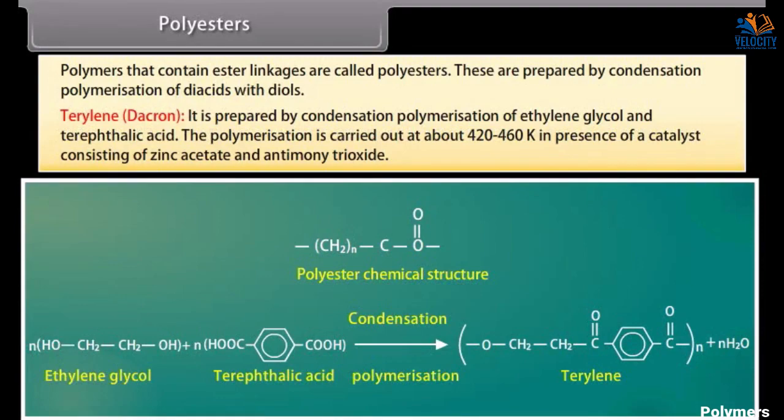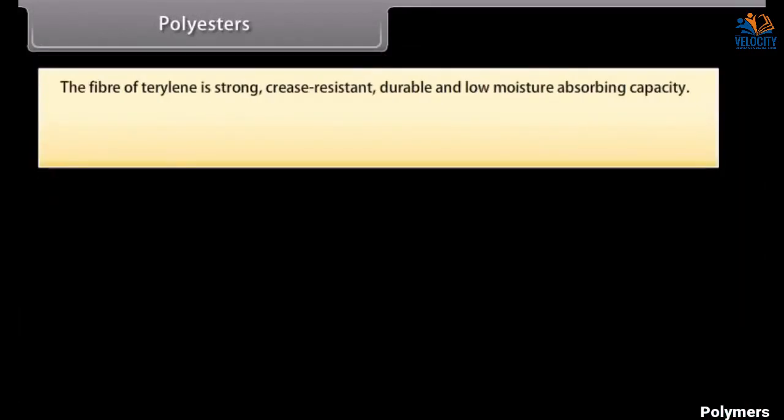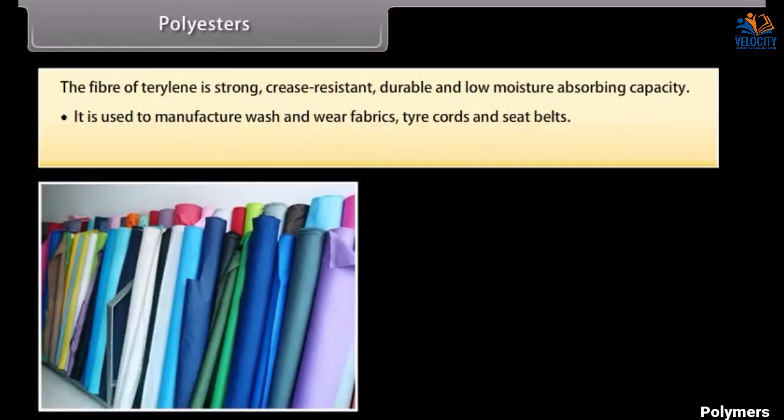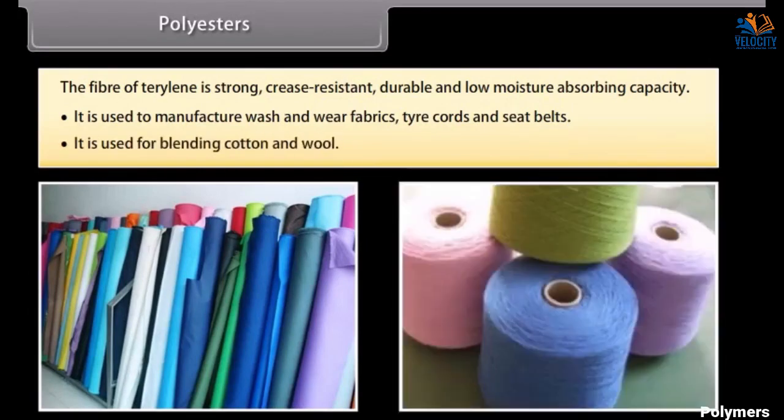The polymerization is carried out at about 420 to 460 K in presence of a catalyst consisting of zinc acetate and antimony trioxide. The fiber of terylene is strong, crease-resistant, durable, and has low moisture-absorbing capacity. It is used to manufacture wash and wear fabrics, tire cords, and seat belts. It is used for blending cotton and wool to provide better finish and increase their resistance to wrinkles and wear and tear.